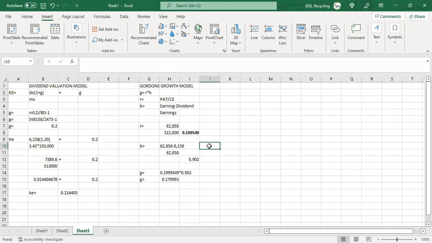Okay, let us do it this way. So this will now be equals to 62,858 minus 6,158. What do you have? We have 56,700, right? Now that 56,700 divided by 62,858. So that is what we did here. So this will now be equals to this figure divided by this figure here. That is correct, 0.902. Do you get that now?